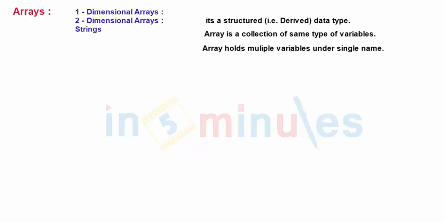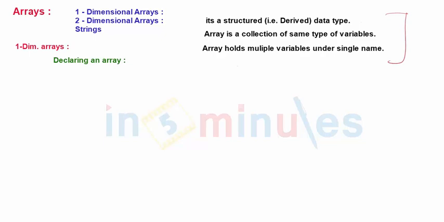Now, how to work with an array, how we define an array, and how to use an array, we'll discuss in the further videos. First, let's see what different topics we'll be studying over here. There are three kinds of arrays we'll be studying: one-dimensional array, two-dimensional array, and strings. To summarize, there are 3 points you have to remember regarding arrays. Array is a structured, that is derived, data type. Array is a collection of the same type of variables, and an array holds multiple variables under a single name.